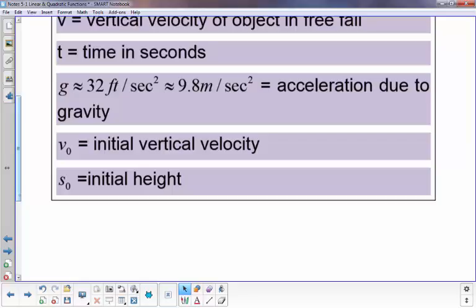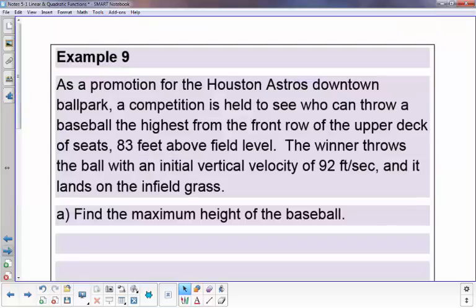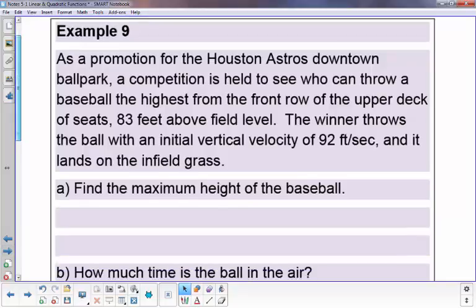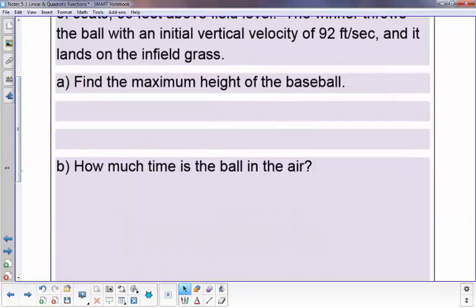So we're going to do one problem with this, and we'll figure out from there, and then you on your homework and everything will have it. All right, as a promotion for the Houston Astros, downtown ballpark, a competition is held to see who can throw a baseball the highest from the front row of the upper deck of seats, 83 feet above the field. The winner throws the ball with an initial vertical velocity of 92 feet a second, and it lands on the infield grass. Find the maximum height of the baseball. And then we also want to say how much time the ball is in the air.